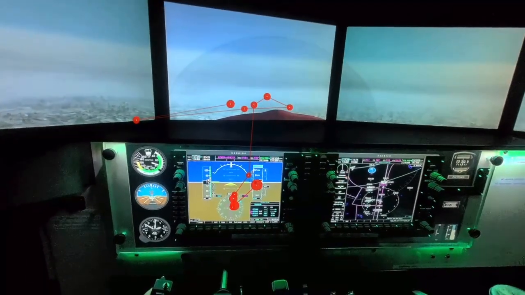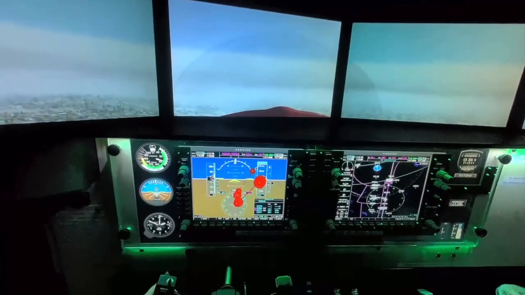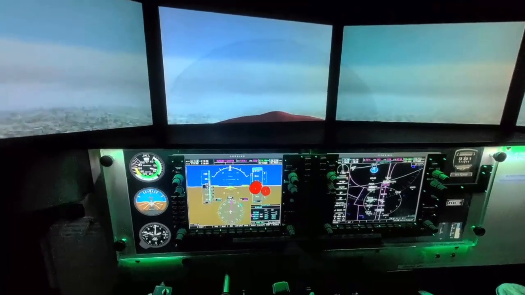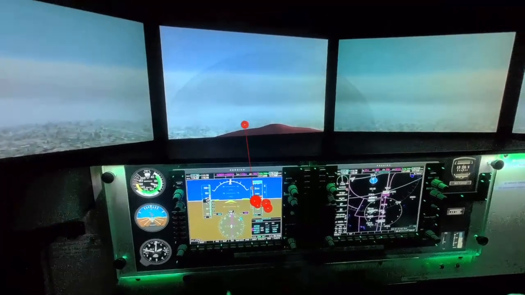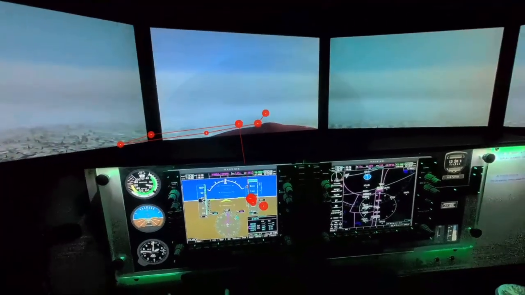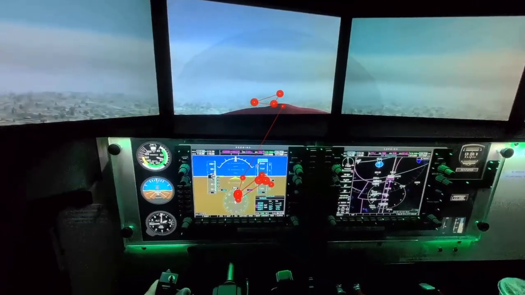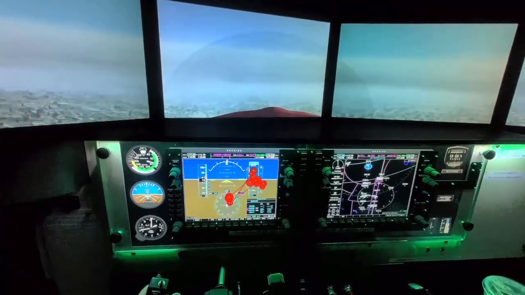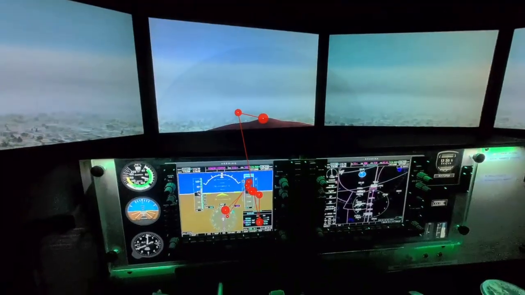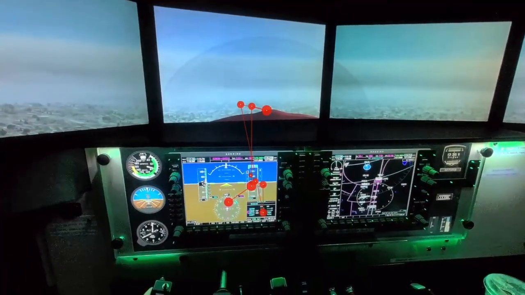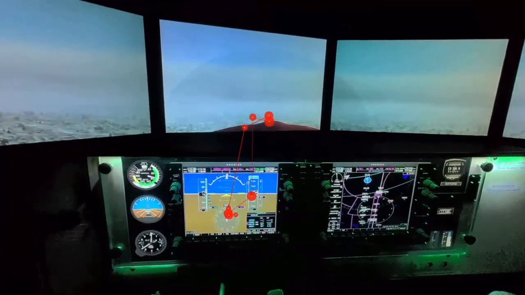The pilot adjusts the trim and focuses on the vertical speed indicator. Glances to the tachometer and out the window, but still has not looked at the airspeed indicator. Maintaining focus on lateral and vertical guidance.